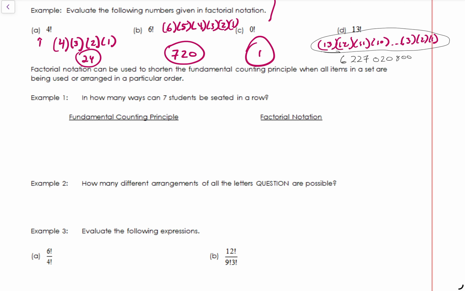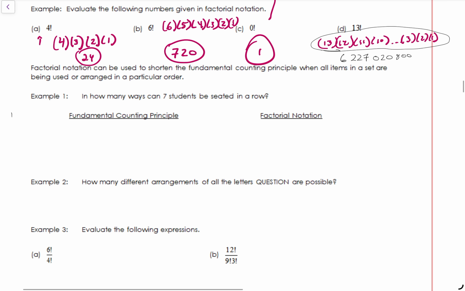So, how many ways can 7 students be seated in a row? So 7 students, I'm just going to call them student 1, 2, 3, student 4, student 5, student 6, student 7. They might have names, but I'm just going to number them 1 through 7. And I'm going to ask myself, well, how many choices do I have to make? If I'm going to put them in a row, I need to have 7 seats in a row. I'm going to choose who goes in the first seat. How many options do I have? 7 for that first choice.